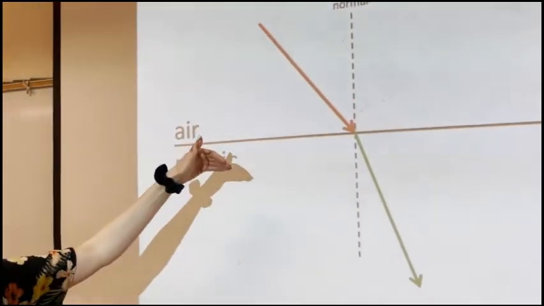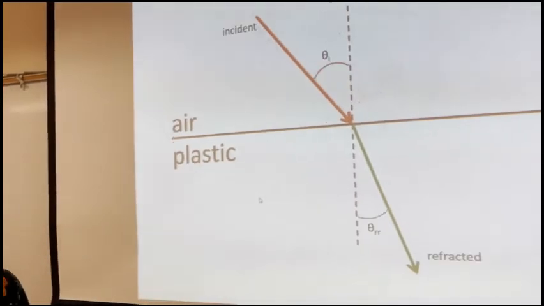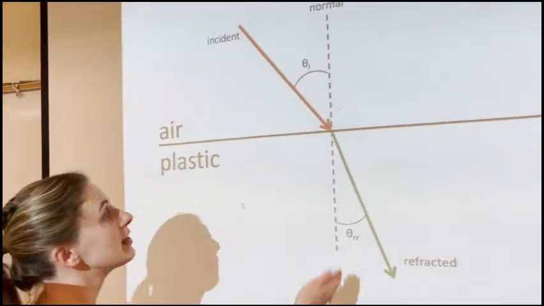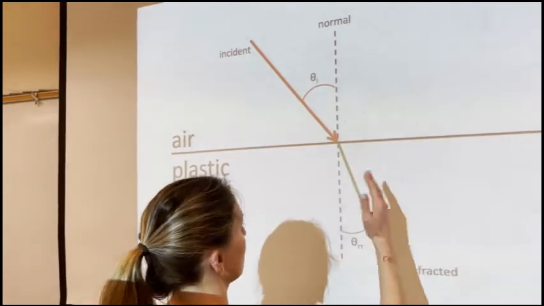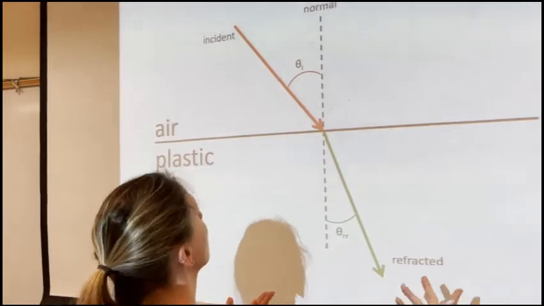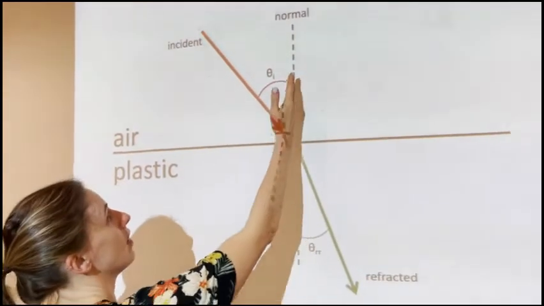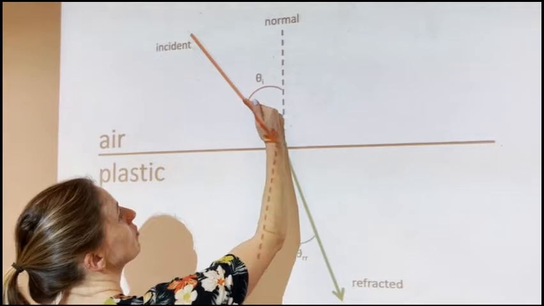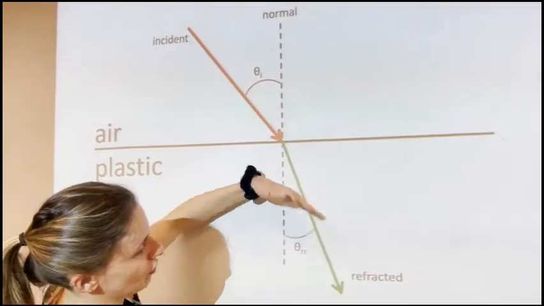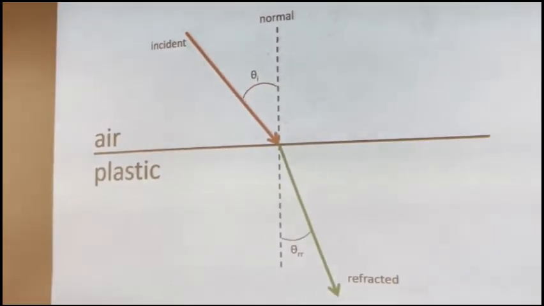So it comes in, we've got a change of medium, and then it's refracted as it comes out. It bends, but we call it refracted, that's the word we need to use. And when we're measuring the angles here, again, we are always measuring from the normal, and here measuring from the normal.